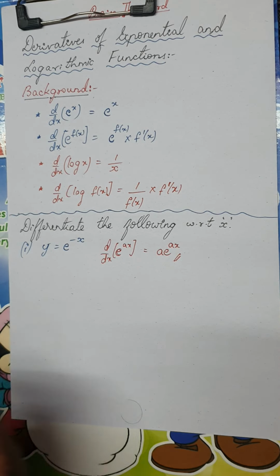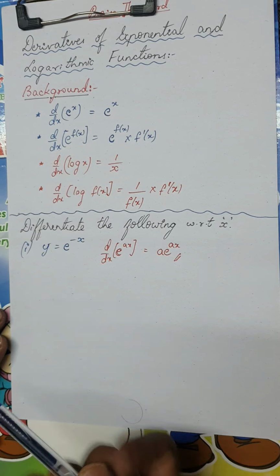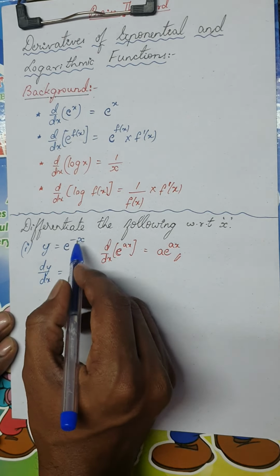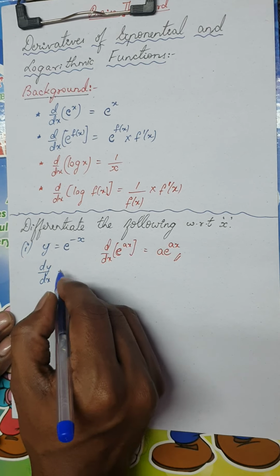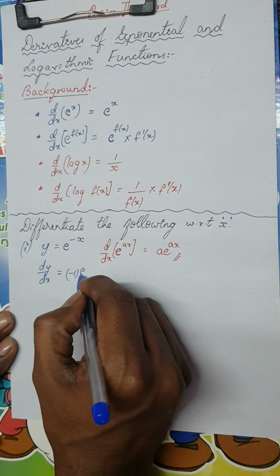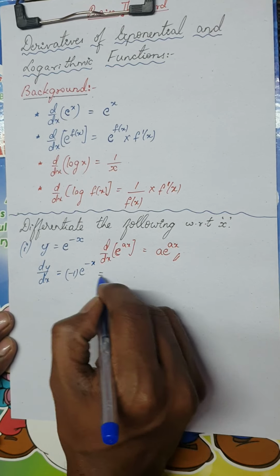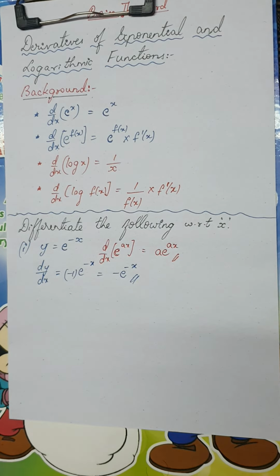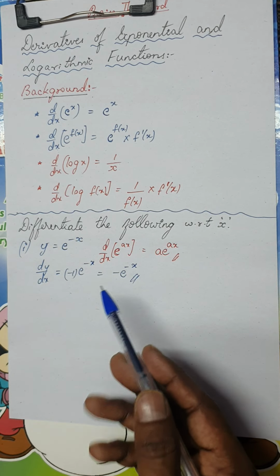Therefore you can write, if y is equal to e power minus x, then dy by dx is nothing but, what is a here? a is treated as minus 1. So it is minus 1 into e power minus x, that is nothing but minus of e power minus x. Very simple question, might be asked for 1 mark.